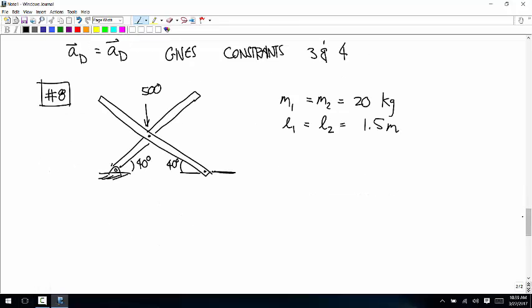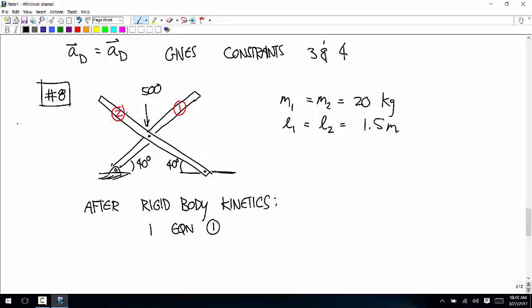Okay, so after Newton's laws, after the rigid body kinetics, we have one equation for, so this is 1, this one's 2. Remember, 1 has a fixed point. So we have one equation for body 1, 3 equations for body 2. So 4 total equations.